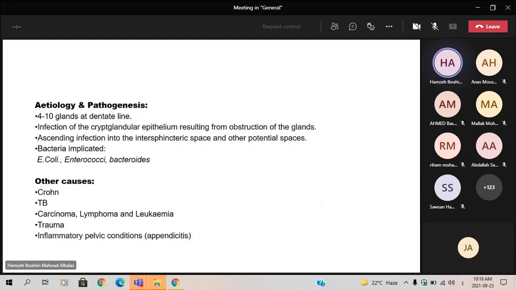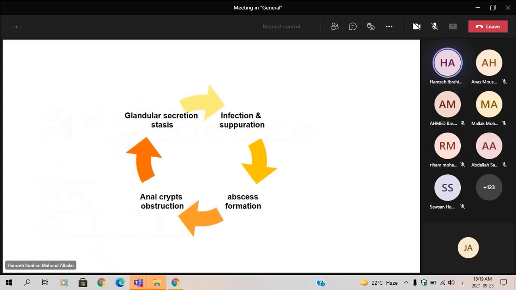Most likely it's due to E. coli bacteria implication, Enterococcus, Bacteroides. It's due to infection of the cryptoglandular epithelium resulting from obstruction of the gland. Other causes may be Crohn's, TB, carcinoma, trauma, inflammatory pelvic conditions like appendicitis. So there are glandular secretion stasis, infection, separation, abscess formation, and anal crypt obstruction.